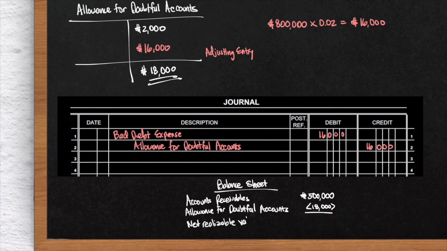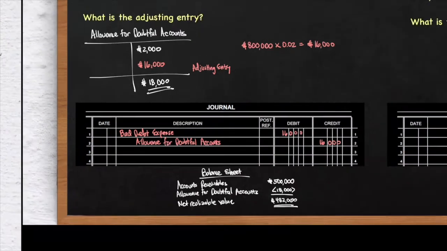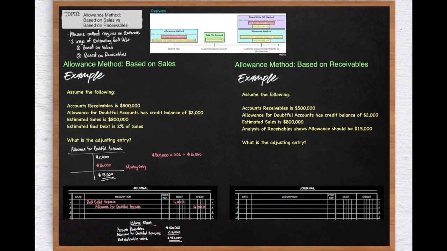So your accounts receivable again was originally $500,000. Your allowance for doubtful accounts originally had 2 and then added another 16 because of the adjusting journal entry. That's 18,000. It's a minus because it's a contra asset account. And now your net realizable value, the difference between accounts receivable and the allowance for doubtful accounts, is 482,000.